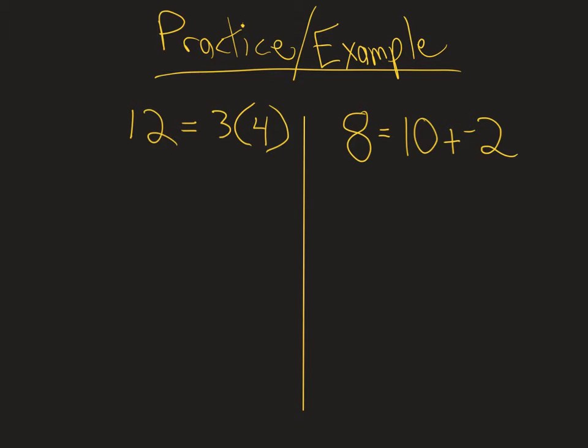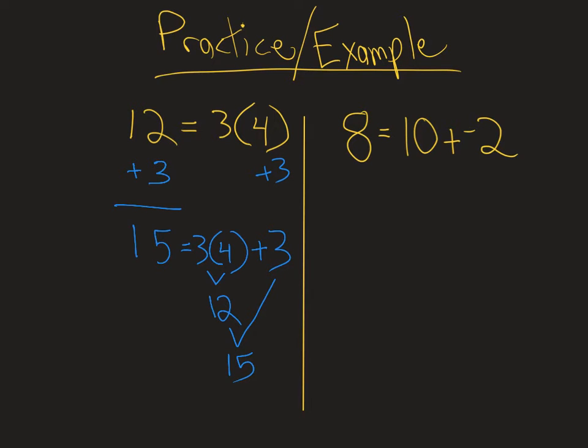So could I do this? Could I add 3 to this side and add 3 to this side? Would it still stay balanced? Let's see. 12 plus 3, 15. And I'm going to leave that 3 times 4, and I'm just going to add the 3 to the other side. So we've got 15 on one side, and if we check, 3 times 4 is 12, add the 3, yep, it does check out. That is still a balanced equation.